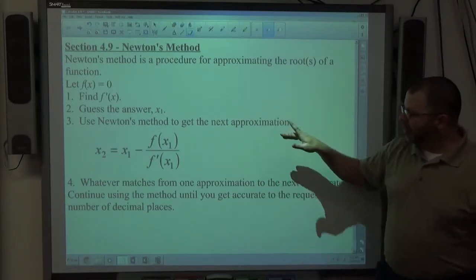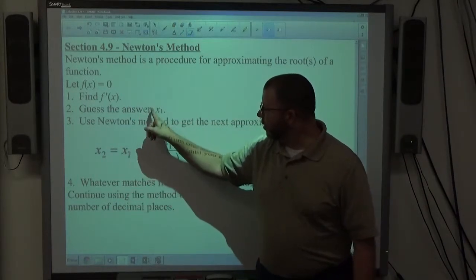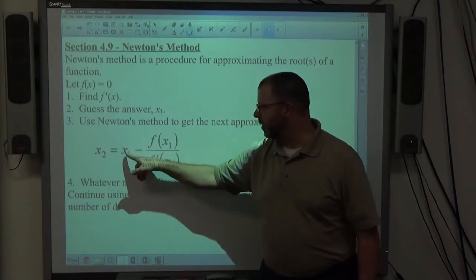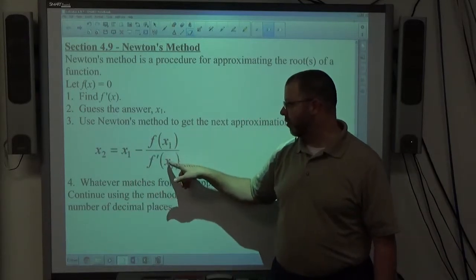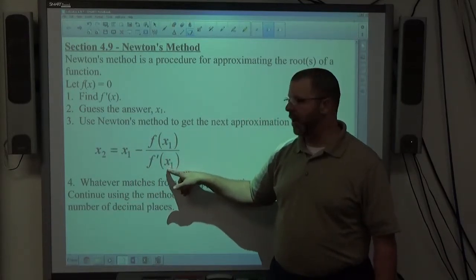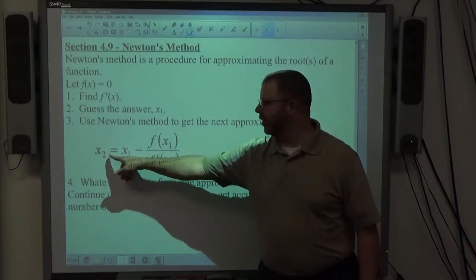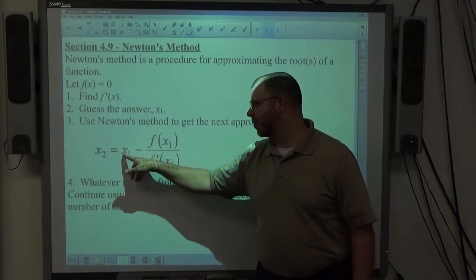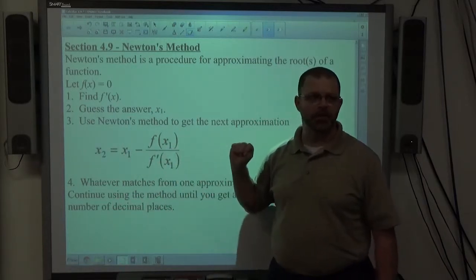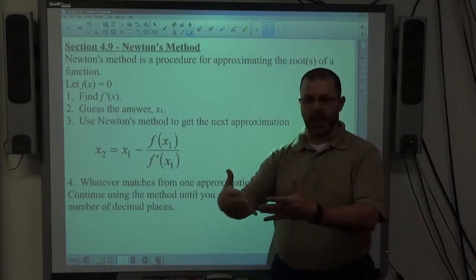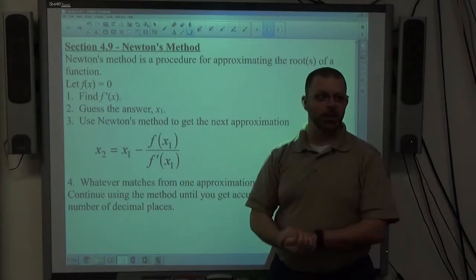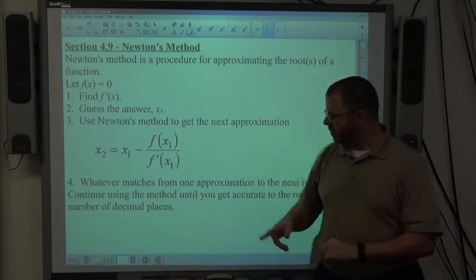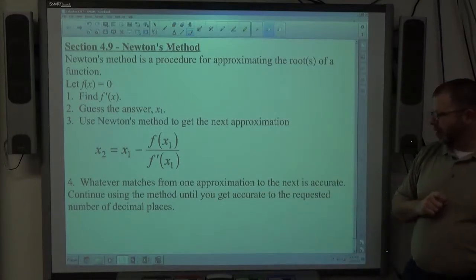And iteration is this. Your first answer is the guess, and you get your second answer by doing the guess minus f of the guess over f prime of the guess. That gets you x2. To get x3, you do x2 minus f of x2 over f prime of x2. To get x4, you do x3 minus f of x3 over f prime of x3. So each time you get a new answer, that's the next thing you put into the formula. Whatever matches from one approximation to the next is accurate.